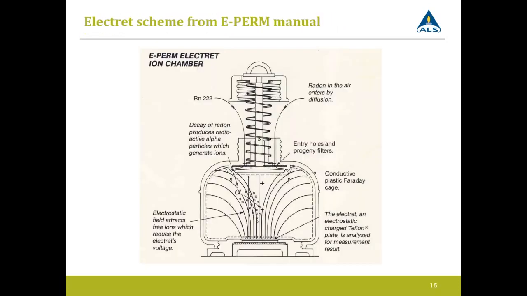How does it work? Only the radon gas diffuses through the filtered holes into the plastic chamber. The progenies are not getting into it at this point. Inside the chamber, the radon and radon progeny, which are formed inside the chamber, release alpha particles which ionize the air inside the chamber. The negatively charged ions are attracted by the positively charged electrode and reduce the electrode voltage. The degree of voltage reduction is proportional to the radon concentration in air and to the time of exposure.